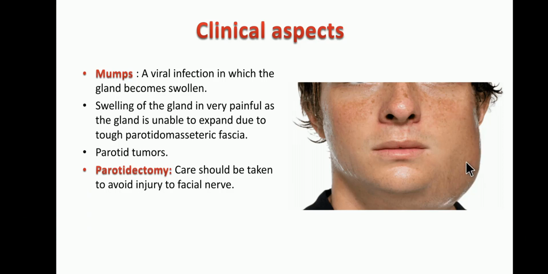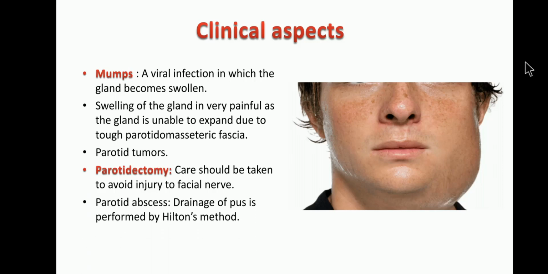Parotidectomy should be done very carefully, and a modified surgical technique called Hilton's method is performed. A small transverse incision is made. So for a parotid abscess, as I told you, drainage is mainly by Hilton's method. Drainage of pus in an abscess is by a small transverse incision, made superficially to drain the pus.